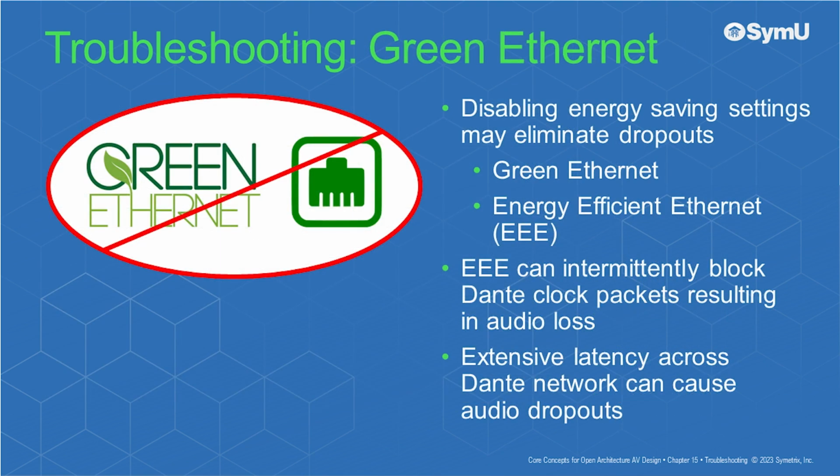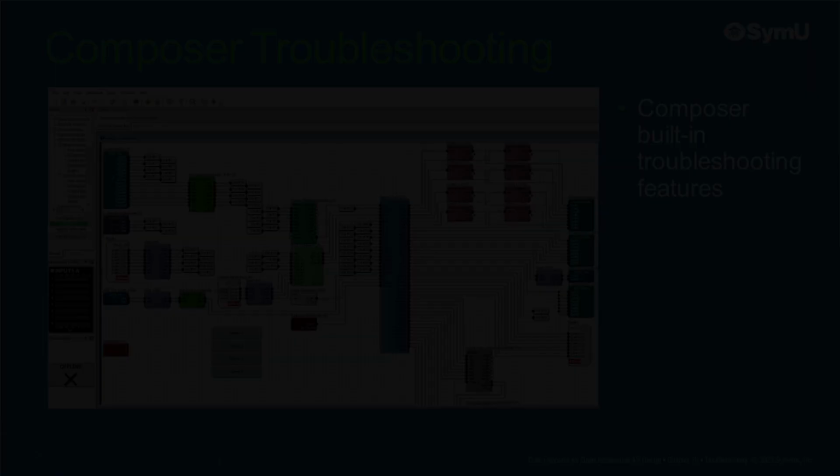Disabling green Ethernet or energy-efficient Ethernet on the network switch may eliminate dropouts in Dante audio, and in fact, should always be disabled on a Dante network. Energy-efficient Ethernet can intermittently block Dante clock packets and result in audio loss. Extensive latency across the Dante network can also cause audio dropouts.